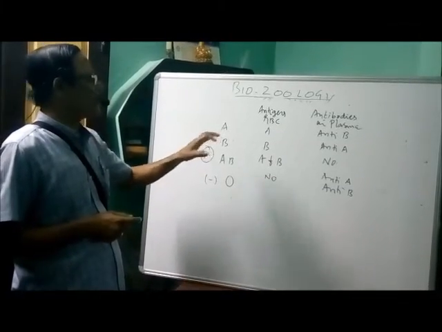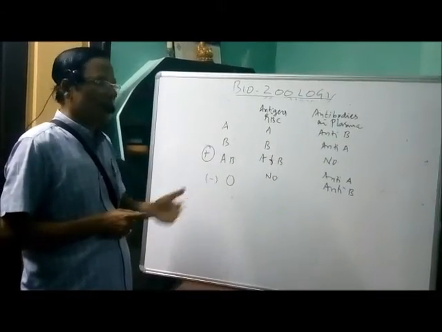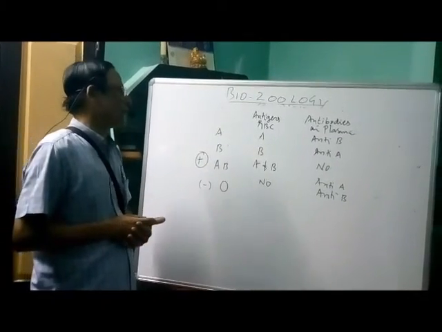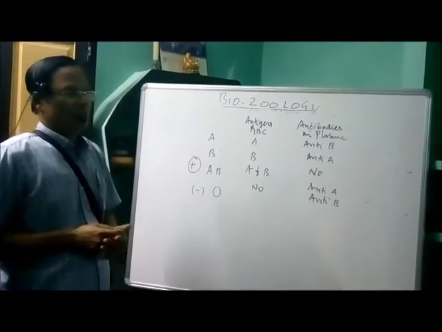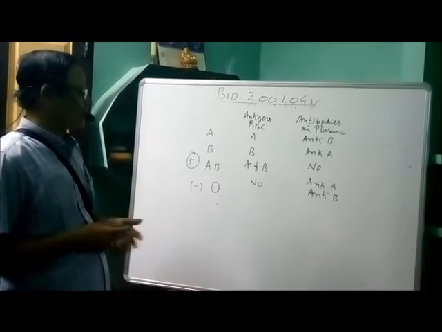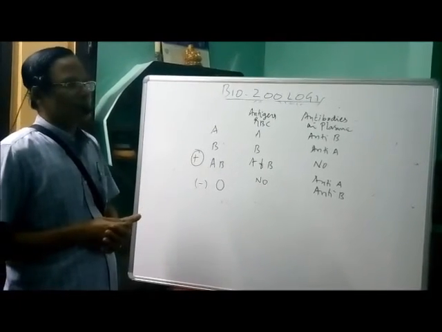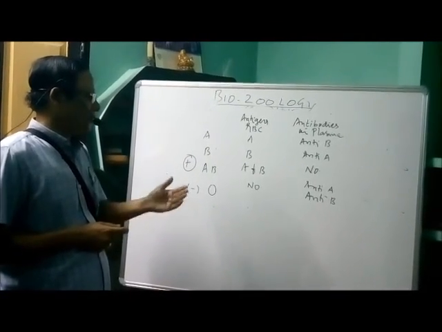So this is the biochemical analysis we have studied in 11th standard. I am repeating the same. And what is the genetical basis for this? Let us discuss in detail in the next class.